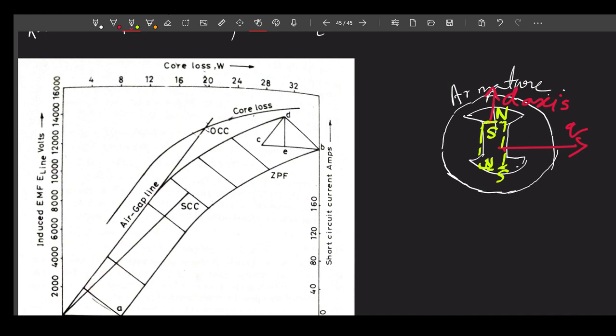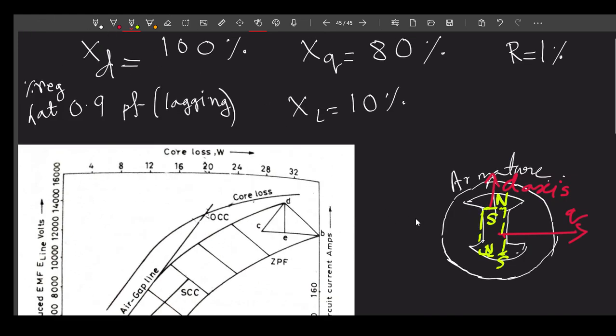Now come to our particular problem where we have to figure it out. One more piece of information is given: although everything is there, 100% voltage is equal to 11 kV. This much information is given.